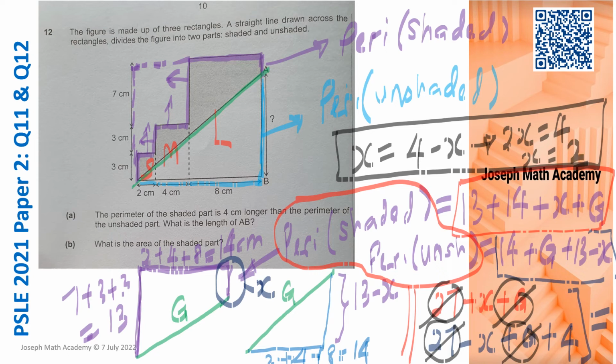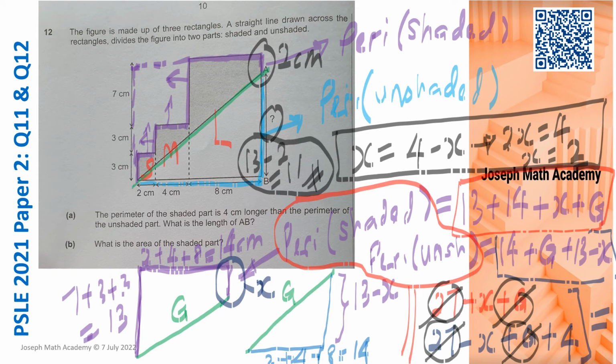So this part here is 2 cm. If this part is 2 cm, then this question mark will be 13 minus 2 gives us 11. So the length of AB is 11 cm found. This is the answer for part A.